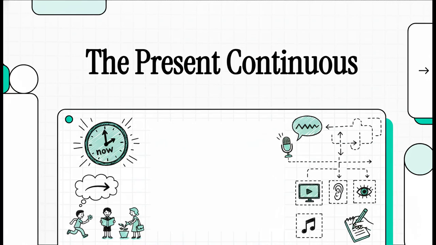So what's happening right now? That's the big question we're going to tackle today. We're diving deep into one of the most useful tools in English, the present continuous tense. We are going to break down exactly how you can use it to talk about action as it happens. Let's get right into it.